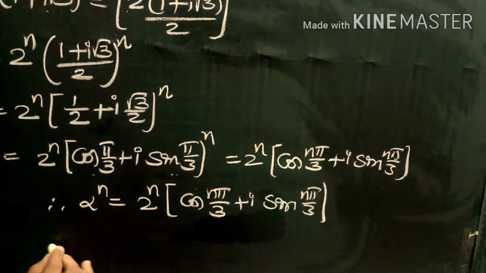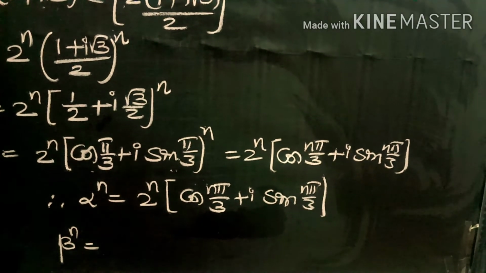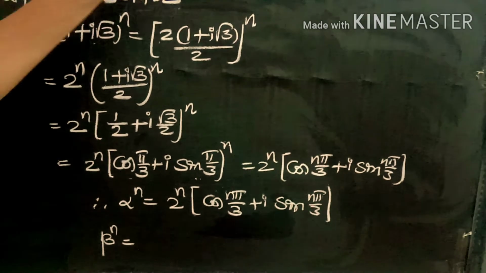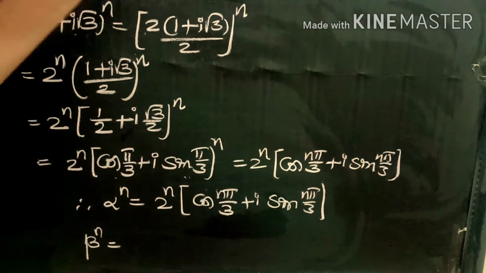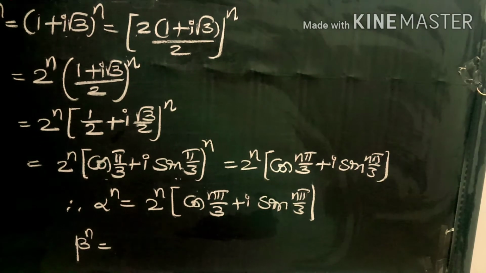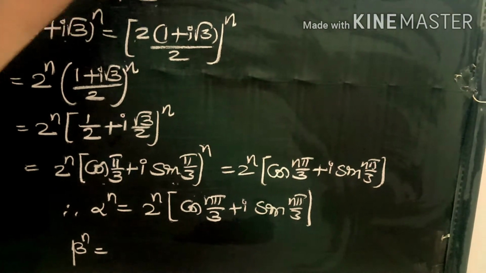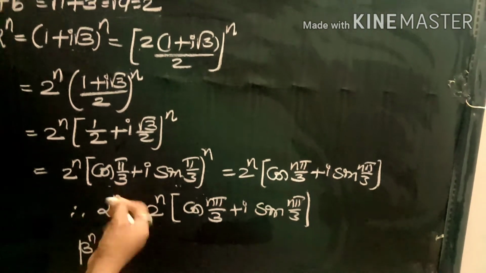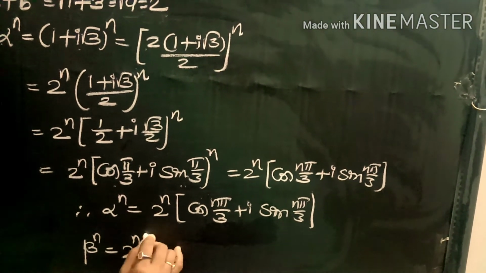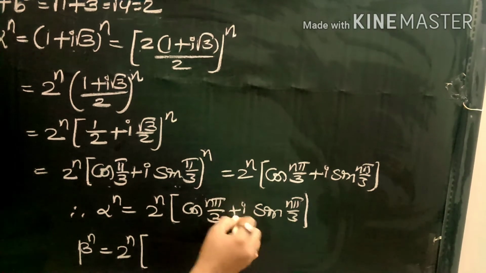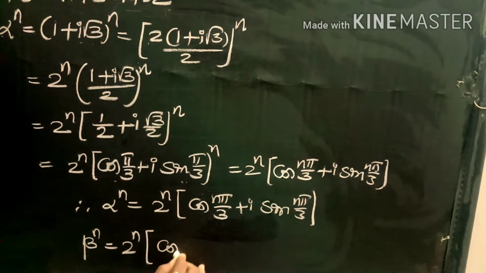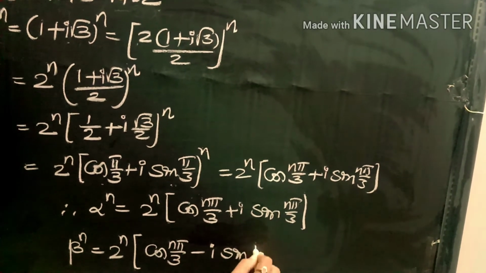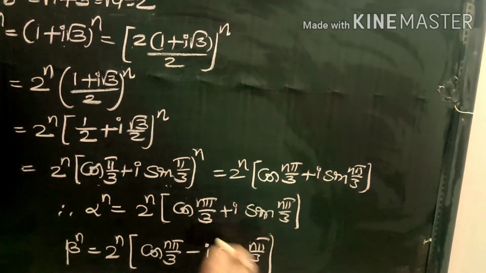Similarly, we write the answer of the second term, beta power n. Beta is nothing but 1 minus i root 3. The difference between alpha and beta is only the plus sign and minus sign. Alpha is equal to 1 plus i root 3 and beta is equal to 1 minus i root 3. So since we have alpha power n equal to this value, now we can write beta power n is equal to 2 power n into, simply we take the minus in place of plus here, that is 2 power n into (cos n pi by 3 minus i sin n pi by 3). Now we are adding these two values to get the required answer.